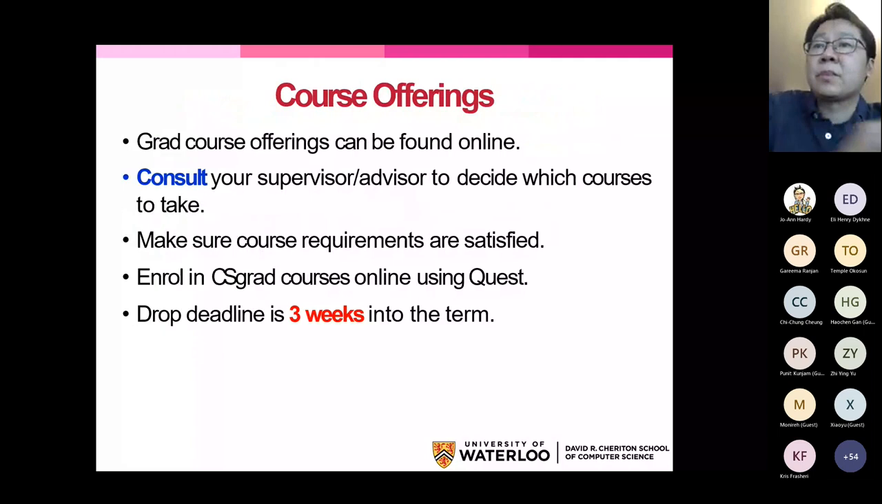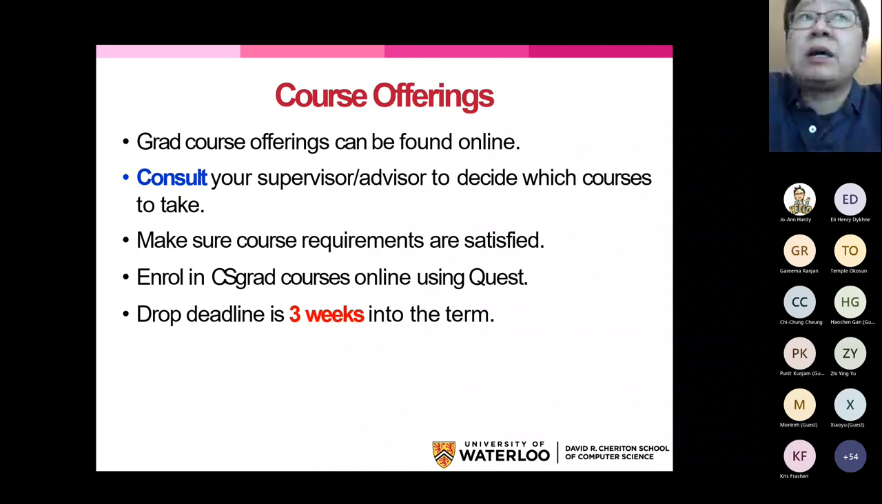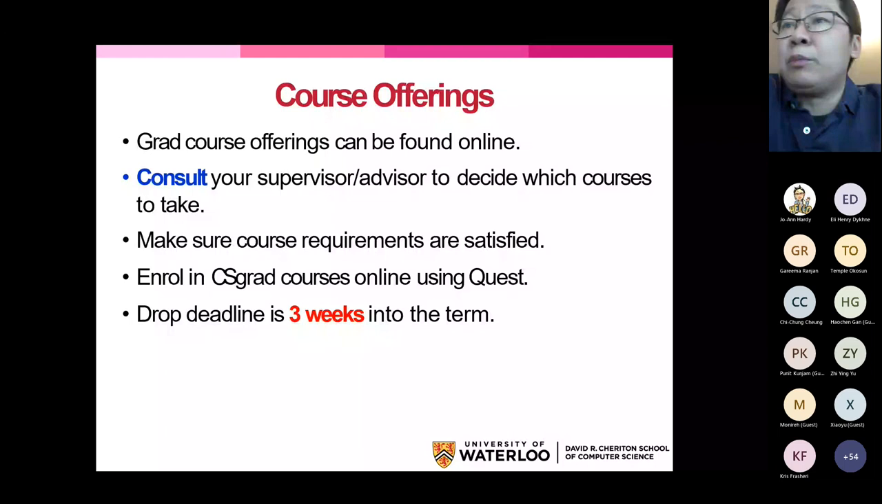All right, speaking of course offerings, as I said, course enrollments start in August, and you can have a look at what courses are available online. The graduate course offerings should be available online, at least the preliminary list. The full list will be available when the courses become available for you to enroll in. In terms of deciding what courses to take, you should consult with your supervisor or your advisor, or Richard Treffler if you're an MMAF coursework student. You can talk to them to get their advice on what courses would be helpful in your research and what courses they recommend for you to take. Make sure when you are selecting courses that your course requirements are satisfied, because obviously you need to have all the course requirements satisfied to eventually graduate.